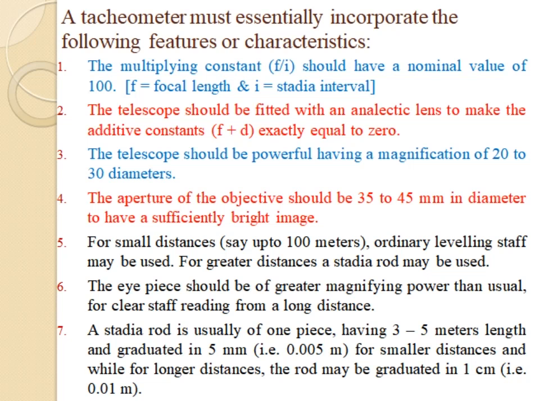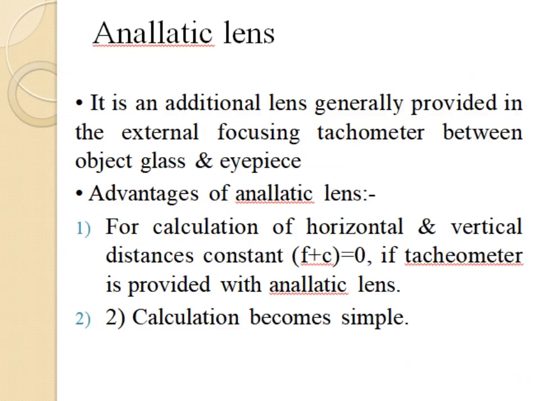Then what is an analytical lens? It is an additional lens provided in the external focusing tachometer between the object glass and eyepiece. For calculation of horizontal and vertical distance, the constant f plus d is equal to 0. If the tachometer is provided with an analytical lens, then the calculation becomes simple. So, this is about the tachometer. Remember that a tachometer is nothing but a transit theodolite in which a stadia diaphragm and analytical lens are provided.